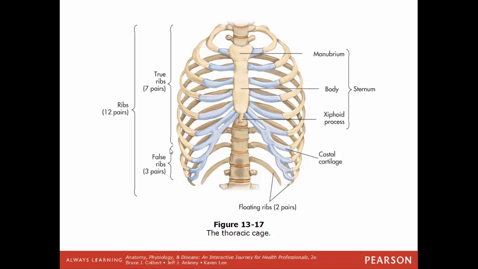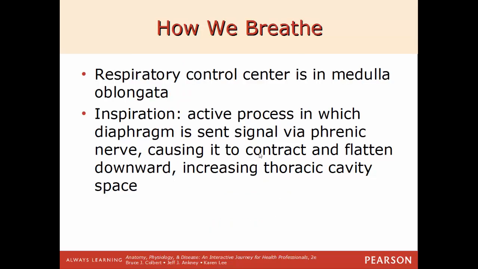The next 3 pairs are the false ribs. They connect to the costal cartilage first, and then onto the thoracic vertebrae in the back. And the last 2 pairs, the floating ribs here, only attach to the thoracic vertebrae. There's no anterior attachment. They aren't connected anywhere to the sternum at all. All right, now we'll talk about how we breathe.